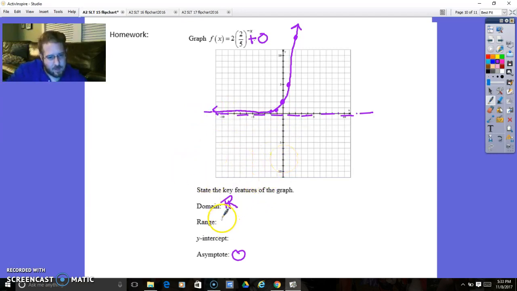So the range is everything that's above 0. So that's y is greater than 0. It never hits 0, so it's not or equal to. And then the y-intercept, which I did say before, is right there. It's at 0, 2. So 2 is the y-intercept.